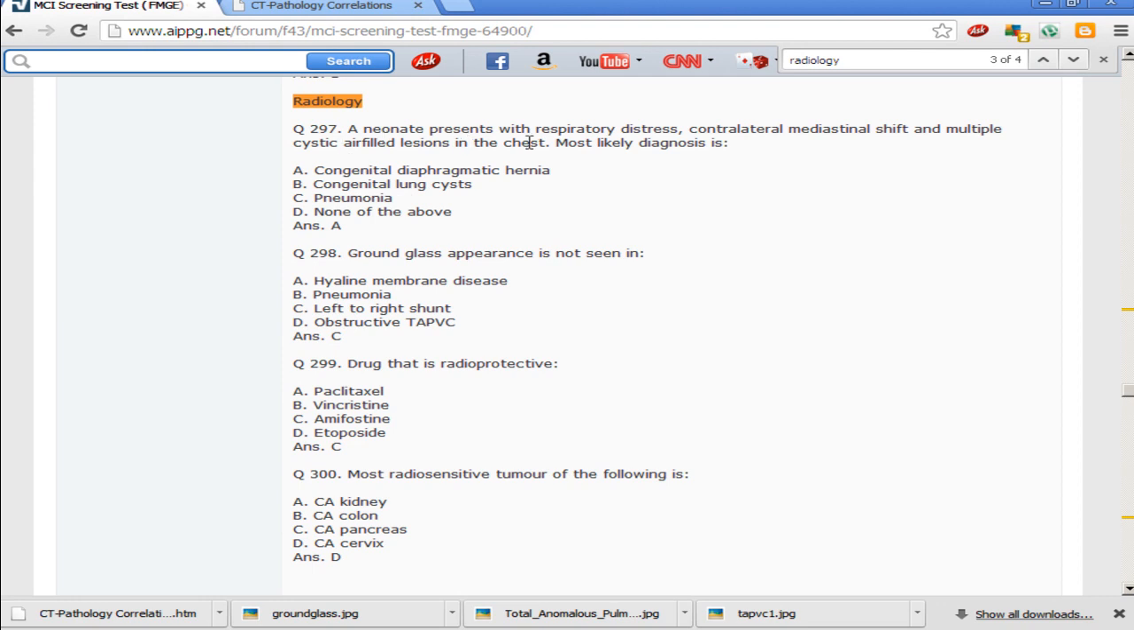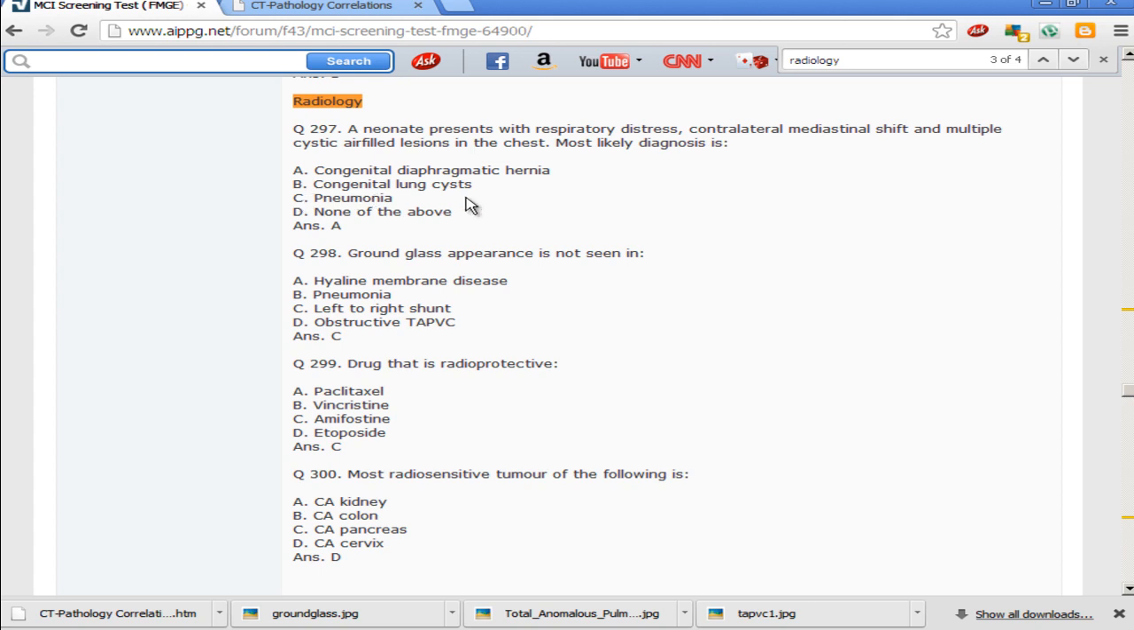A neonate presents with respiratory distress and contralateral mediastinal shift and multiple cystic airfilled lesions in the chest. Most likely diagnosis is. Here you can see four options. First, if you think this question is difficult, let us rule out some options. So first thing, option D, none of the above, usually is not the answer.